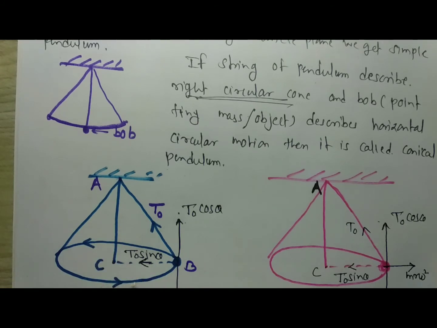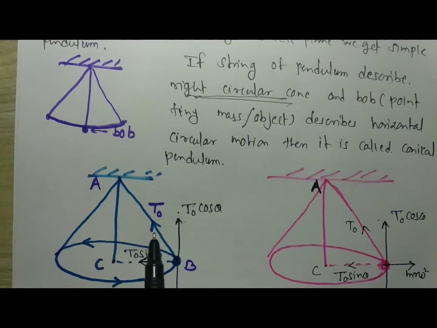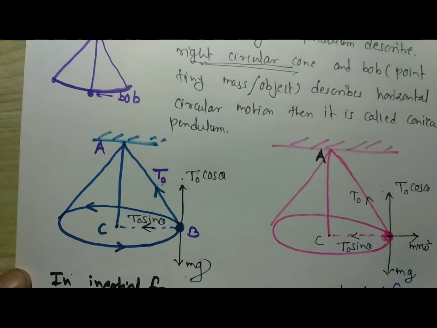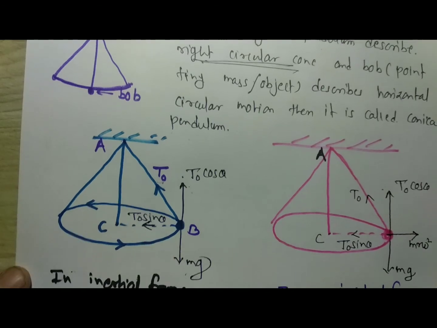And in conical pendulum there will be two forces acting on it. One is T0, which is acting towards the suspension point along the string of that pendulum, and the second one is the weight mg, which is acting in the downward direction, and T0 is resolved into two components. First is T cos theta and T sin theta, which is given in the following description.